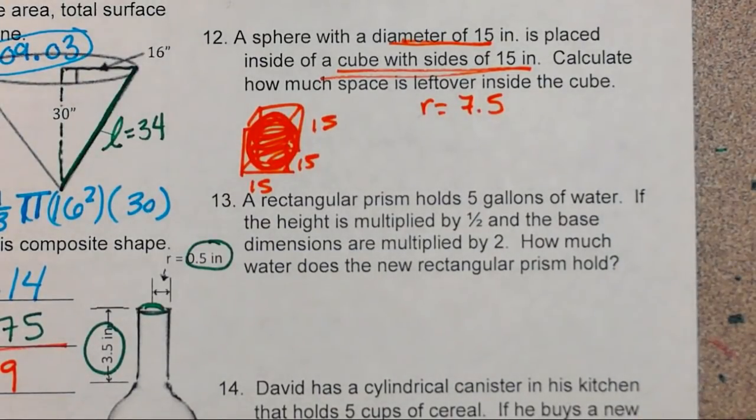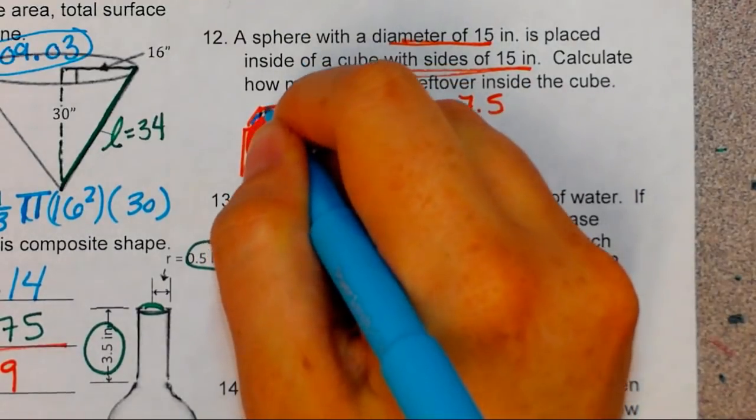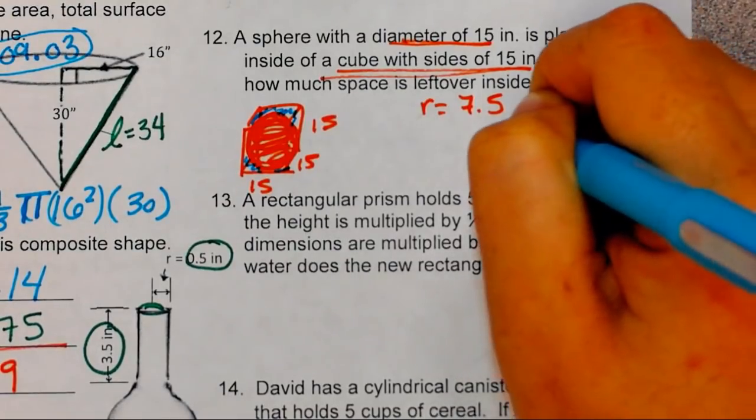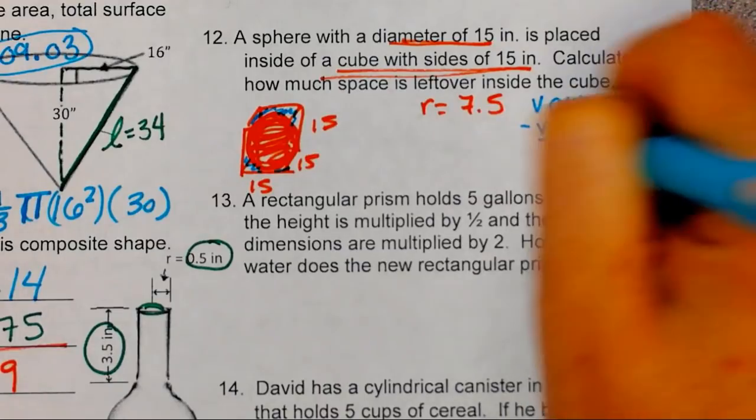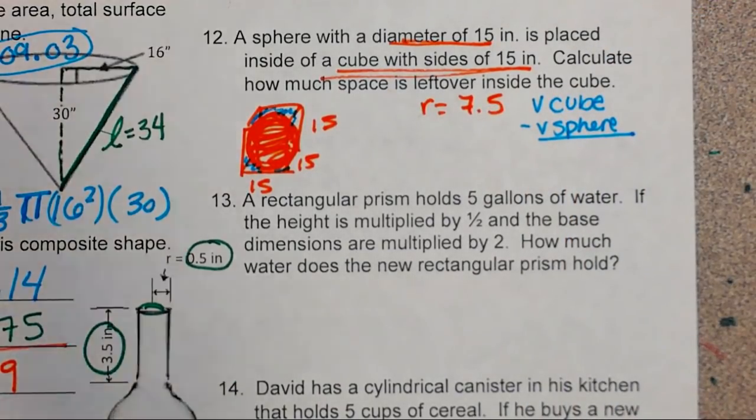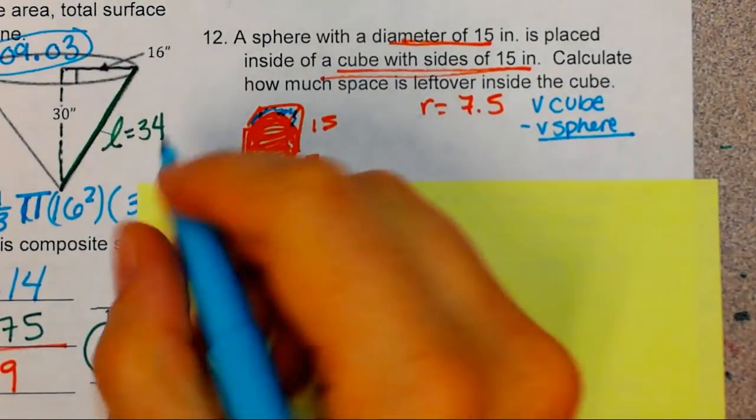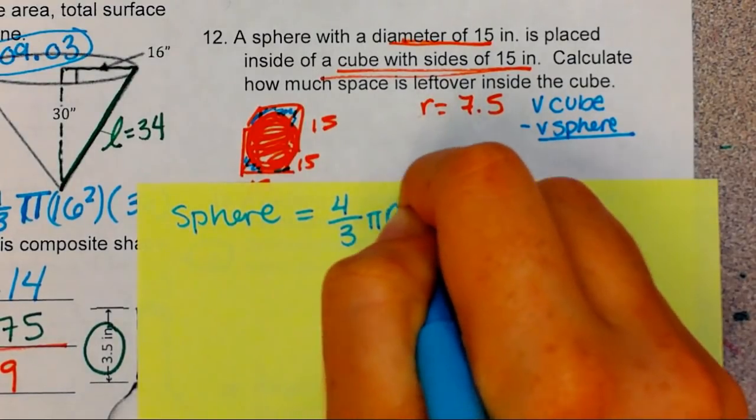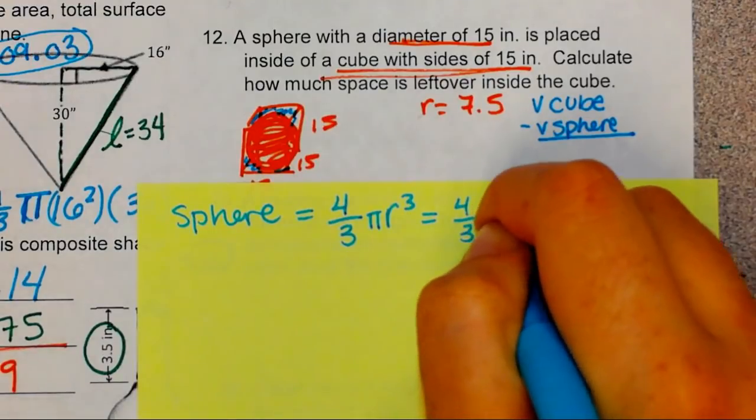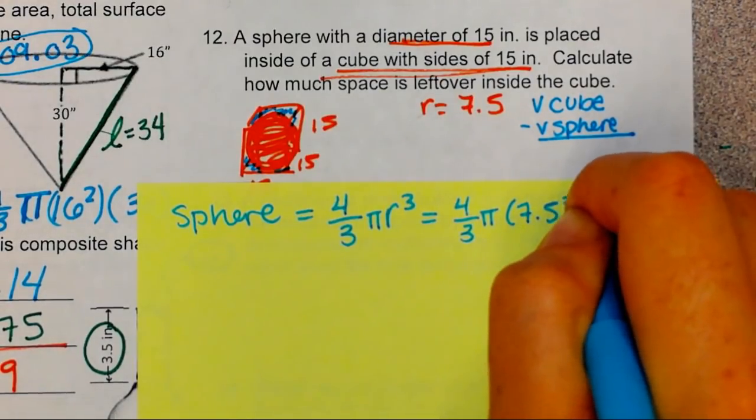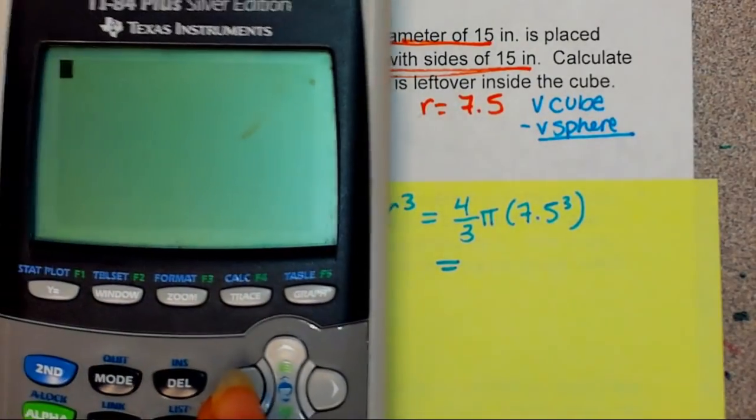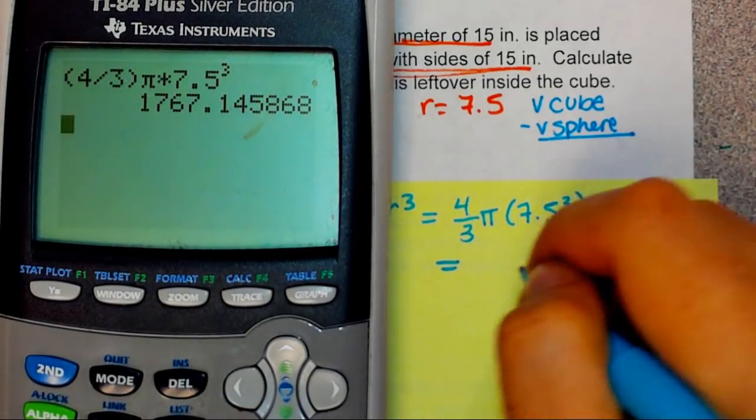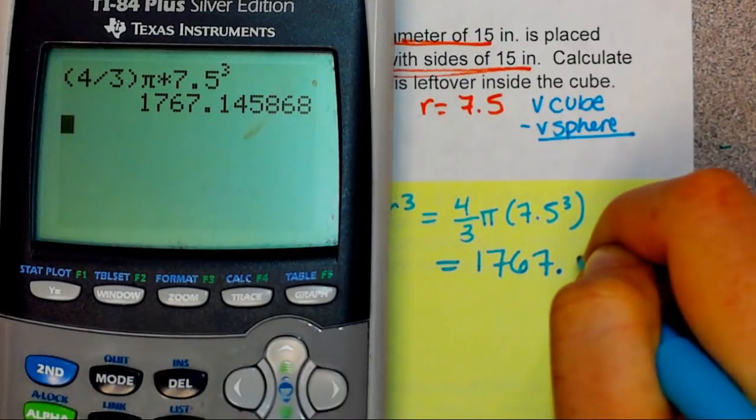The idea here is that you're trying to get the space inside that's not the sphere, like all of this stuff. So you need to take the volume of the cube and subtract the volume of the sphere. I'm going to do my side work over here. For the sphere, that's equal to 4/3 pi r cubed. So that's 4/3 pi times 7.5 cubed, which is equal to 1,767.15.